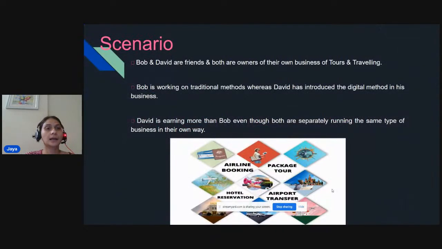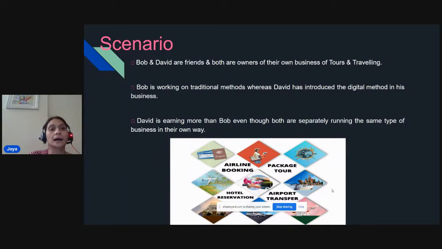So today, in my first slide, there is a scenario between two friends, named Bob and David. In this scenario, Bob is earning less and David is earning more. They are both business owners of tours and travels, whereas David is earning more. Why? Because he has used a digital method by completing the requests, complaints, and queries of the customers instantly.